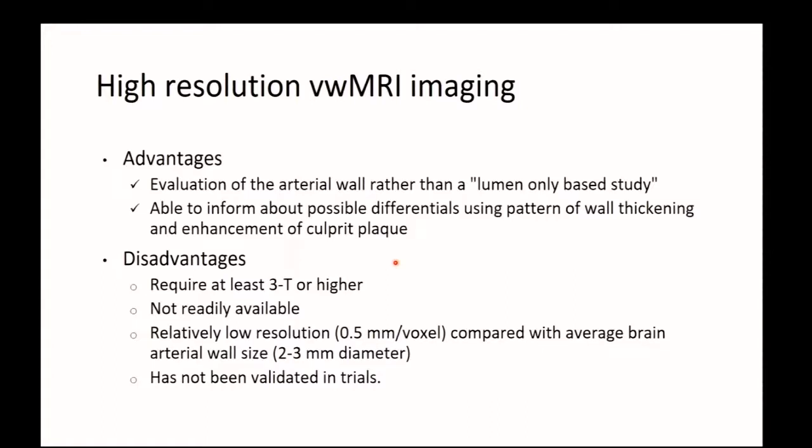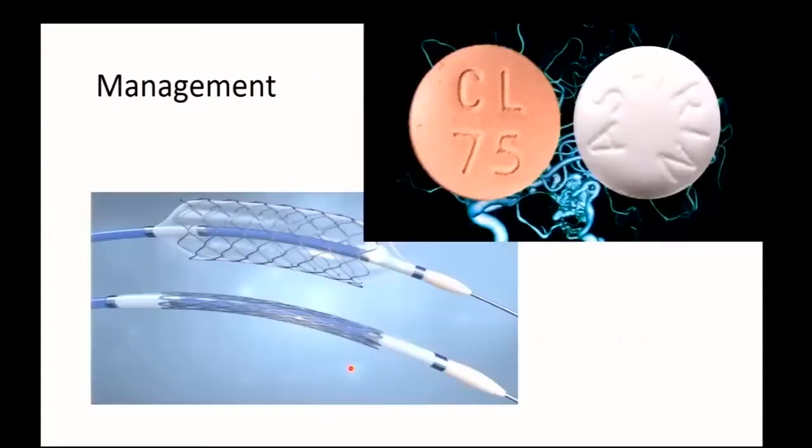But the disadvantages: it requires a high power magnet, at least 3 Tesla. It's not really available, and it's not validated in clinical trials. And it has relatively low resolution, 0.5 millimeter voxel compared to the average brain arterial wall diameter of 2 to 3 millimeters. So there's still some work to do here. Somebody needs to do this work. And then management.